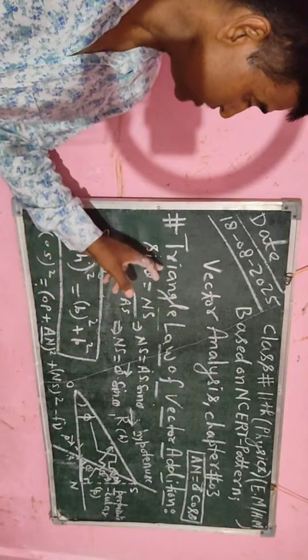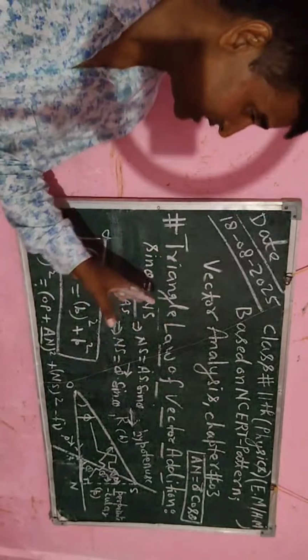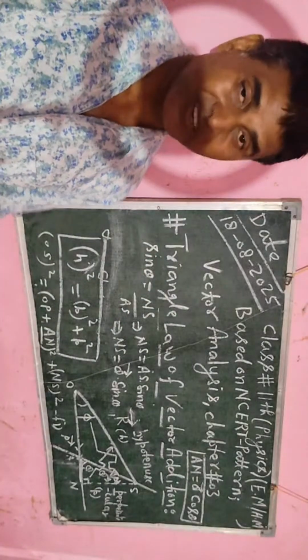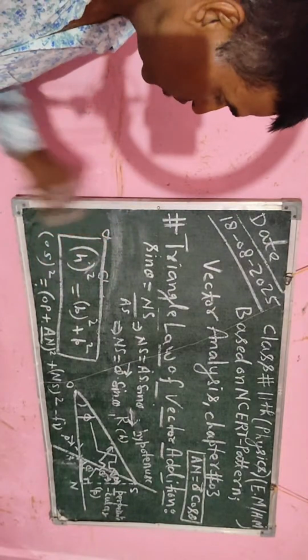So this concept is used here: the analytical method for getting the resultant vector of two given vectors. Okay, so that is also the triangle law of vector addition. For the triangle law of vector addition, there are two types. One is the geometrical method and the other is the analytical method. So we have to use both methods properly.